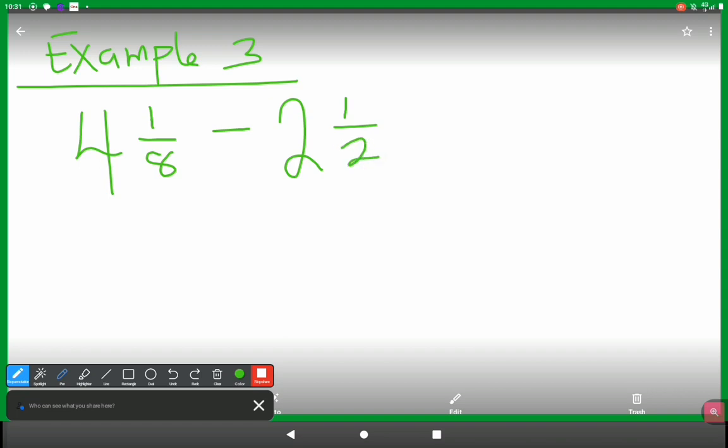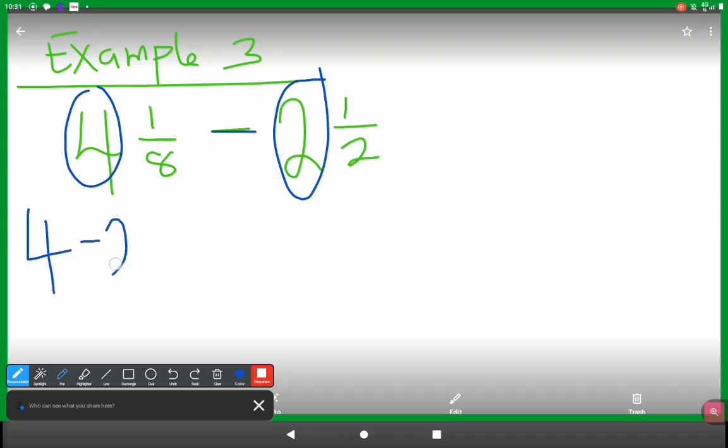Alright, do not forget, you pick the whole numbers out. Now this time we're having two mixed numbers, that is two mixed fractions. 4 is the whole number right here, and 2 is the whole number right here. So the sign between the two is subtraction. So I'm going to do at one side 4 take away 2. Then the whole number becomes 2.